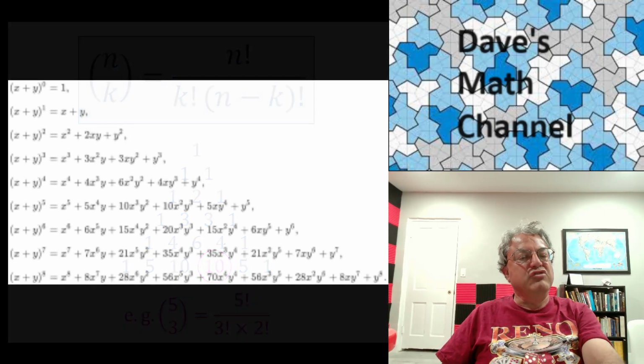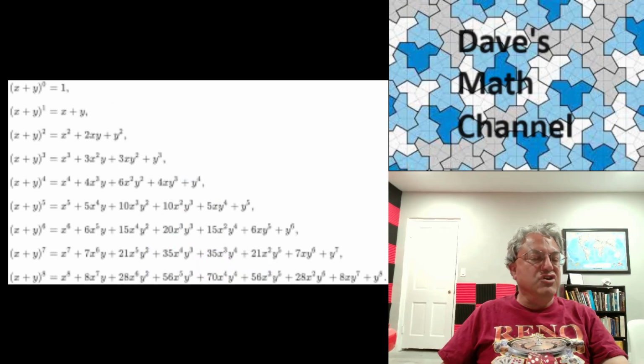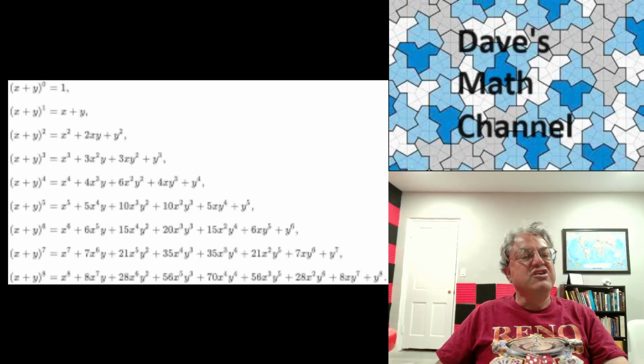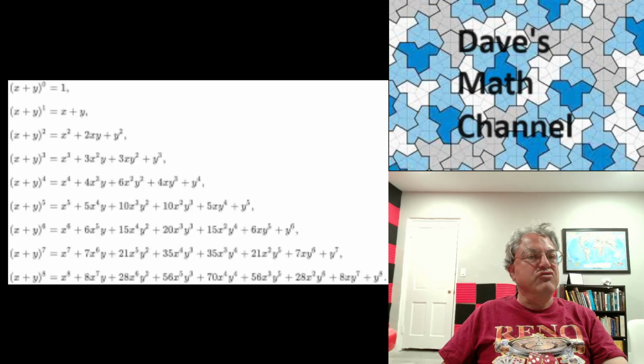Anyway, that's binomial coefficients, and the reason they're called binomial coefficients is because they're the coefficients that arise when you do a binomial expansion. You probably learned this in algebra at some point. You have a binomial here, x plus y. This is a generic binomial. x and y are arbitrary quantities.